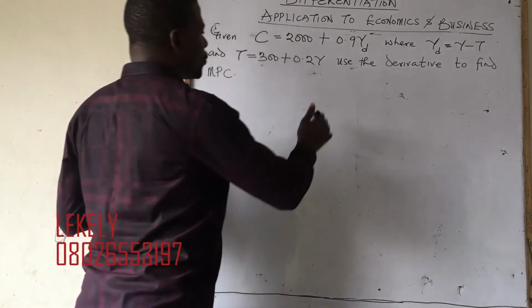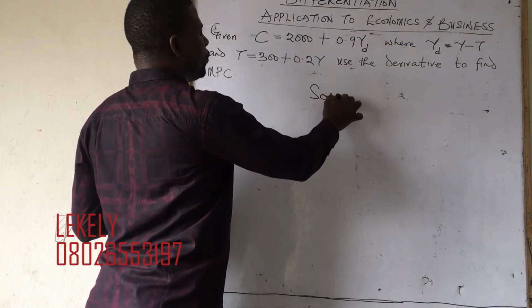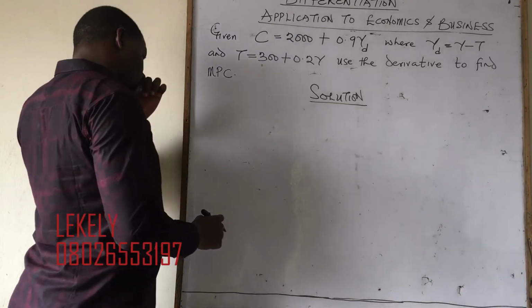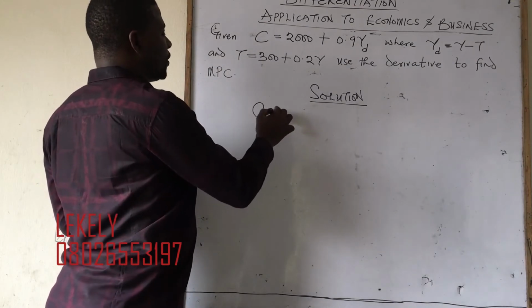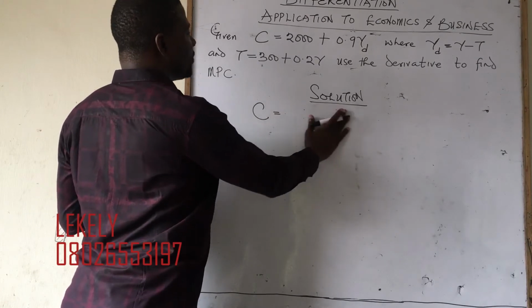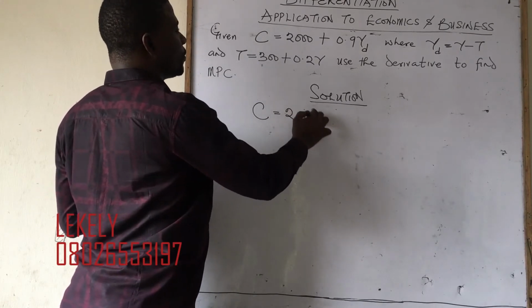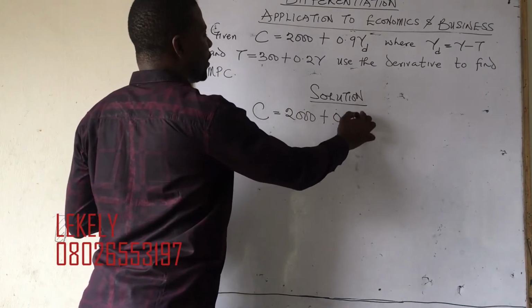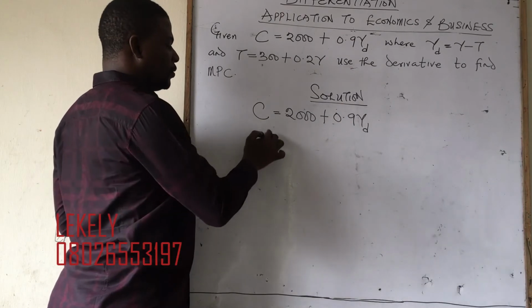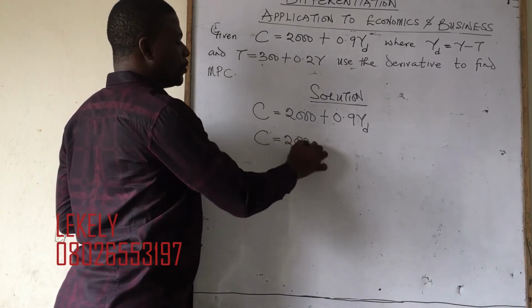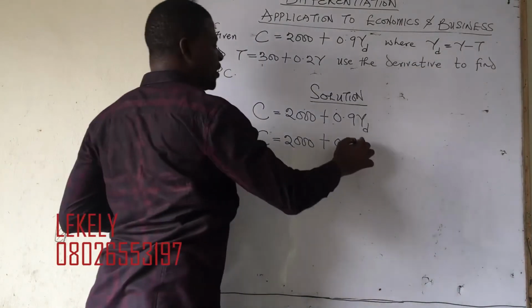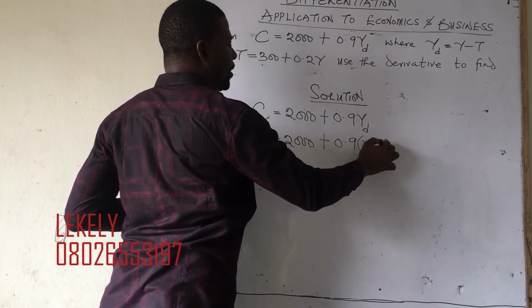Now, how do you solve a question like this? Solution. So, your C has been given as 2000 plus 0.9 YD. That's what you are given as C. Your YD has been given as Y minus T. So where you have YD, put Y minus T.